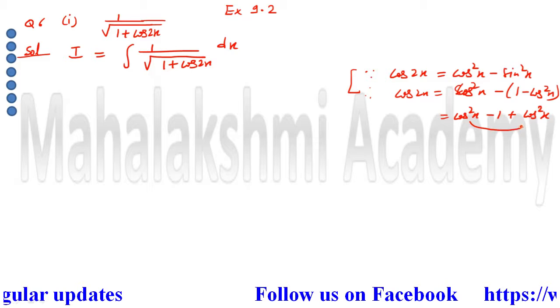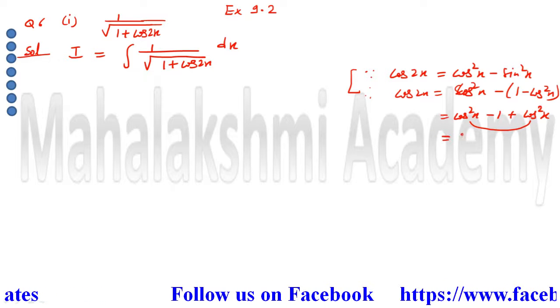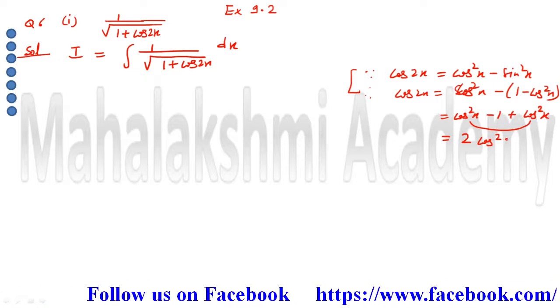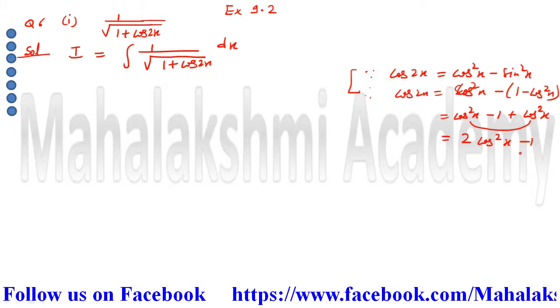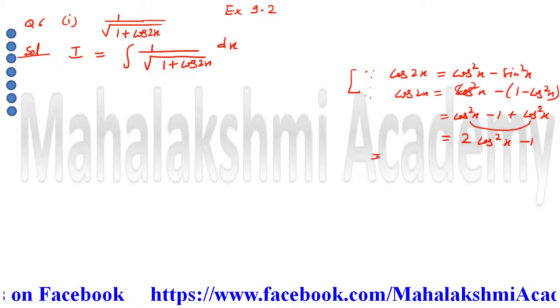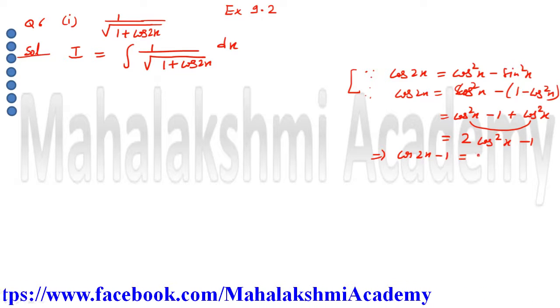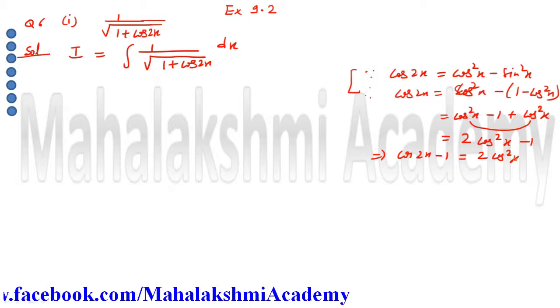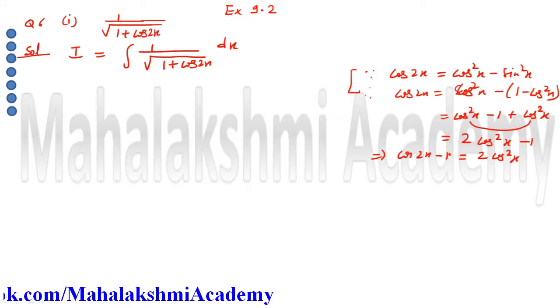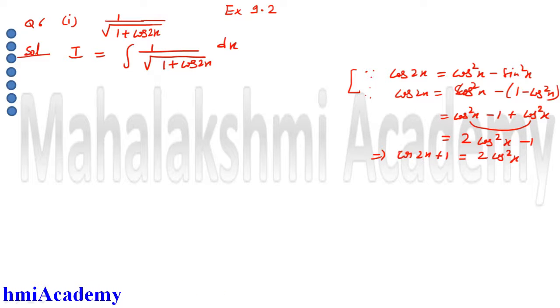Now this cos square x and this cos square x will add and you will get 2 cos square x minus 1. Now this minus will just sit here. So you will get cos 2x minus 1 as 2 cos square x. Now minus 1 we shifted, so what sign will come here? Plus. So this is the formula of cos 2x plus 1.